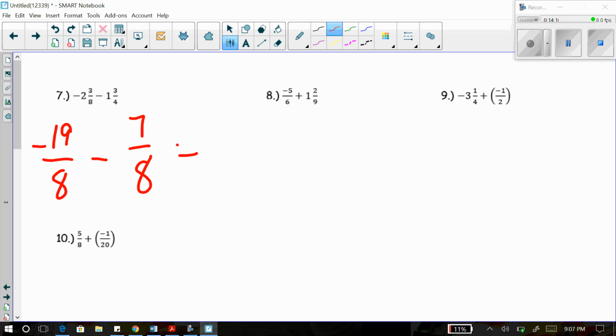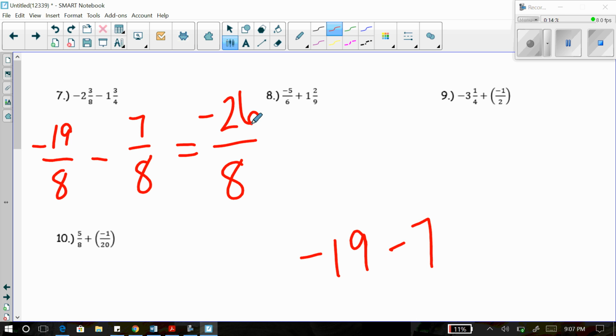So now we keep our denominator, and our top is negative 19 minus 7. So same signs, really just adding them and keep the sign. So negative 26 over 8. Let's leave that as the improper fraction now so we can keep moving through these examples.